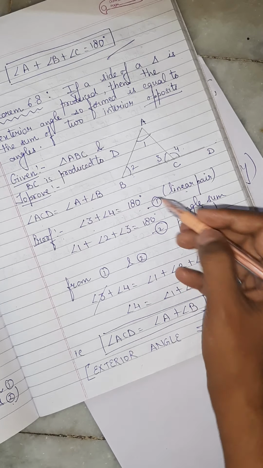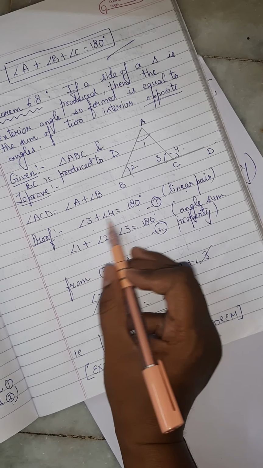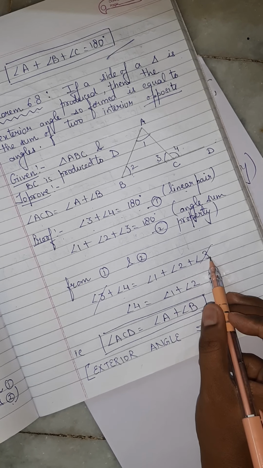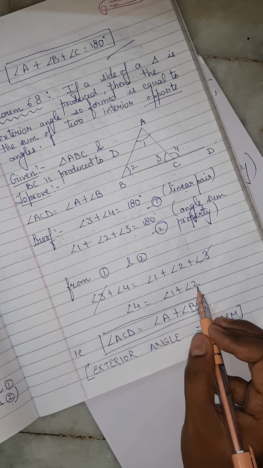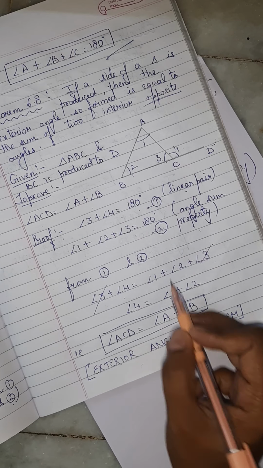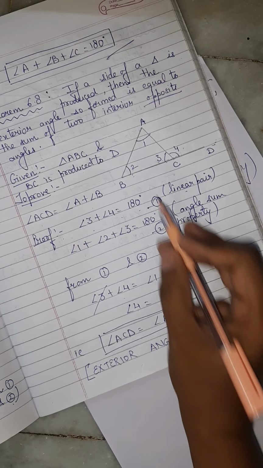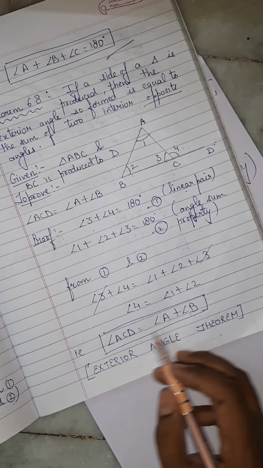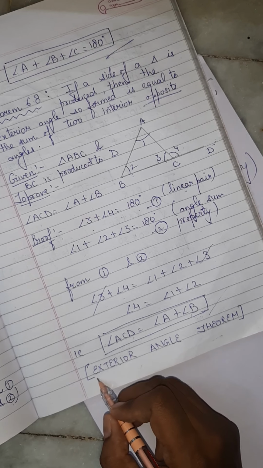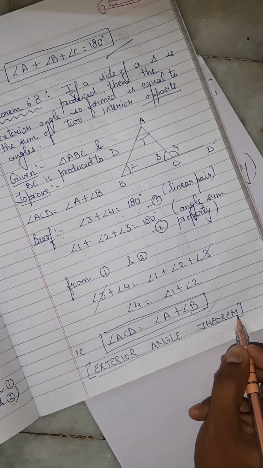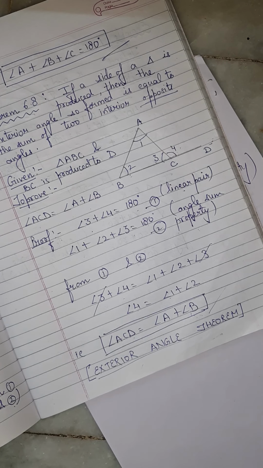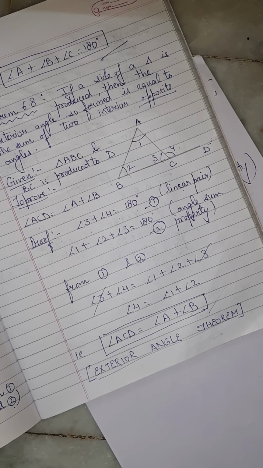From equation 1 and 2, the right hand side is equal, so we are equating the left hand side. 3 and 3 get cancelled, so we have angle 4 is equal to 1 plus 2. Angle 4 is named as ACD, angle 1 is named as A, and angle 2 is named as B. So ACD is equal to A plus B. Right? This is the proof of this theorem. This theorem is also known as the exterior angle theorem. And when we use this property in our questions, we will give the reason exterior angle property.